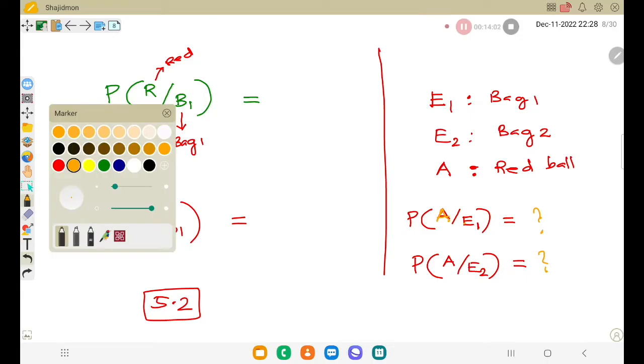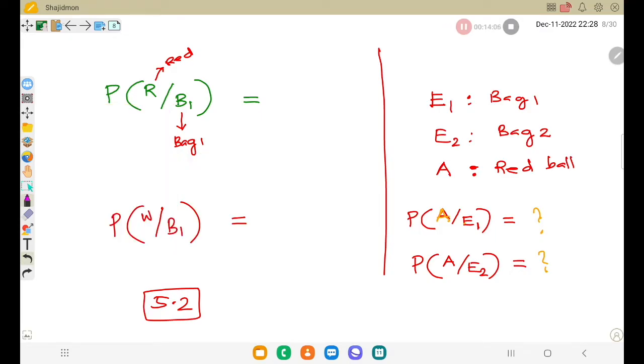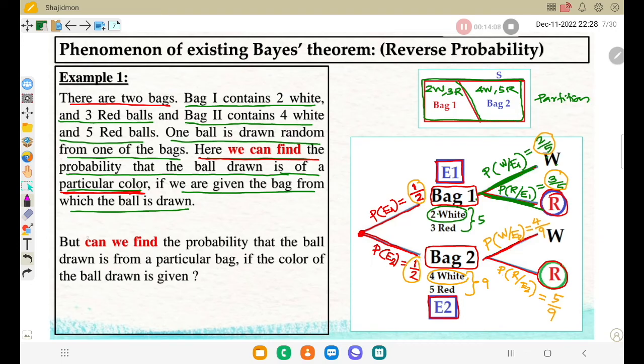Now here in the Bayes theorem, what the question is, is just like a reverse probability. Reverse probability means, see, this is the Bayes theorem question, okay? Bayes theorem, Bayes rule, what is the question here? Can we find the probability that the ball was drawn from a particular bag, if the color of the ball drawn is given? What is the question? Just to reverse that one.